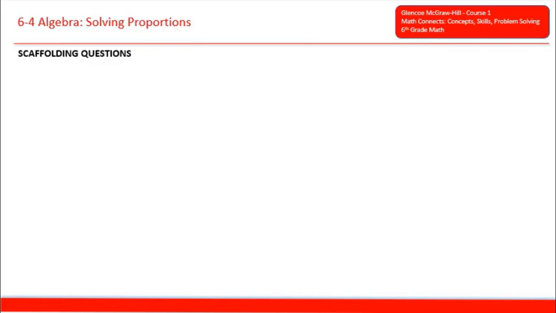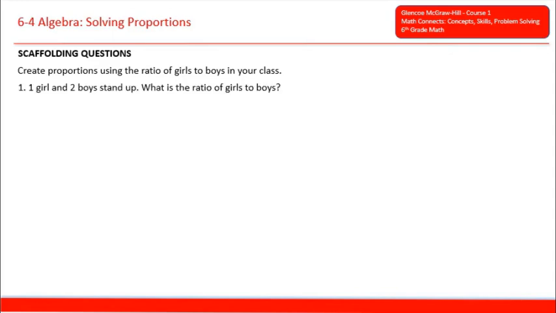Scaffolding questions. Create proportions using the ratio of girls to boys in your class. Number 1. One girl and 2 boys stand up. What is the ratio of girls to boys? 1 out of 2. Sit down. Number 2. 2 girls and 4 boys stand up. What is the ratio of girls to boys?